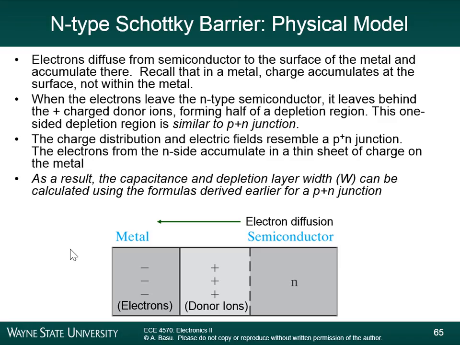Oh, good question. You're saying why do electrons diffuse over to the metal if the metal already has a bunch of electrons? Okay, that's a good question. Let me think about that for a minute.